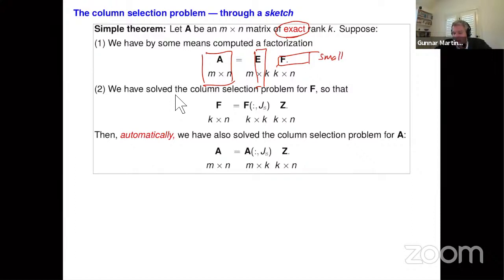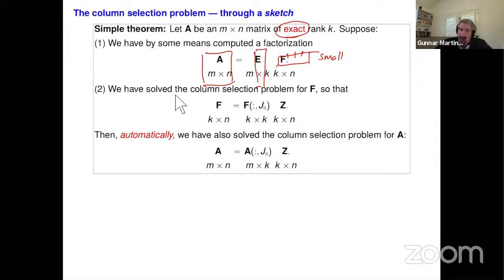Then in the second assumption, we assume that we can process this small matrix F and we can pick columns from that. So for instance, do column pivoted QR on the columns of F. It's very small, so there's hope that this is going to fit. Maybe it fits in cache if the matrix is small, or if A is very large, then at least F should fit in RAM or something like this. So if we can do this, then you're done.